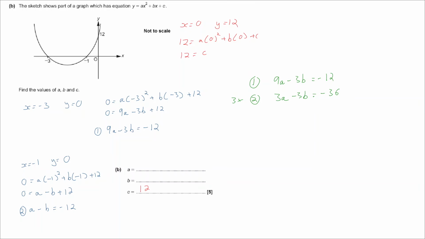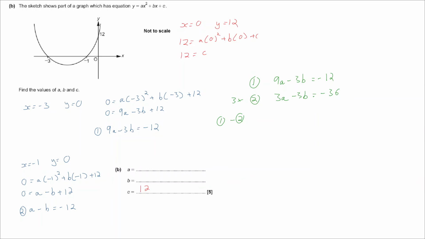This is good because I've now got the b coefficients are both minus 3, and to get rid of these, now I can go and do equation 1, take away equation 2, which I've times by 3.